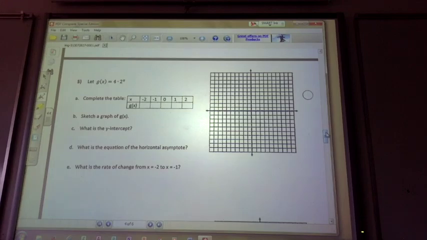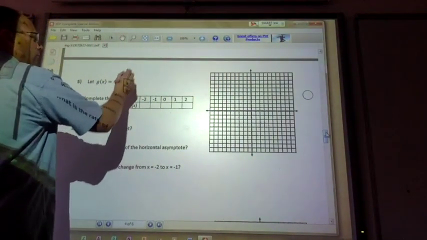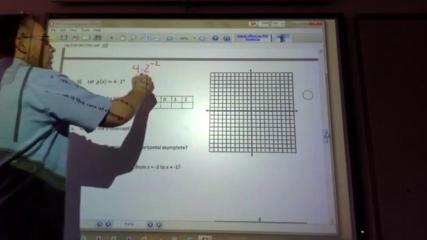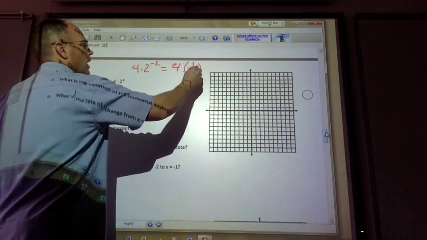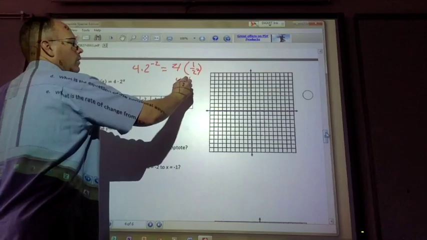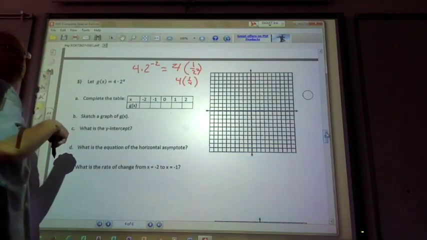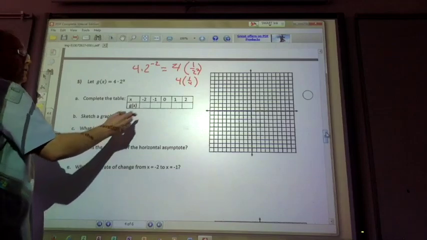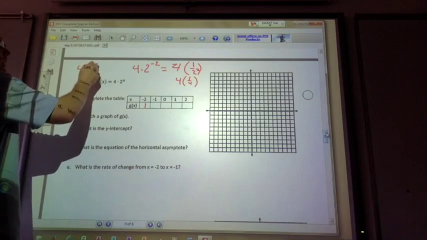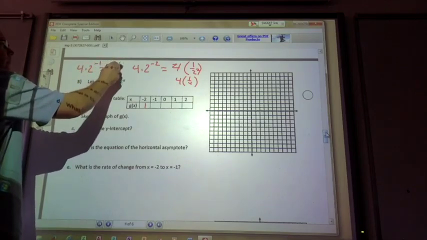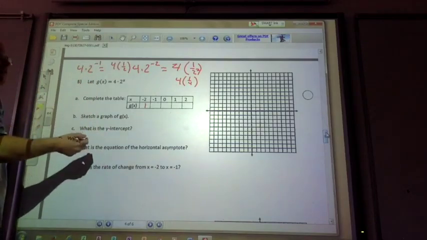All right, completing the table. This is exponential, so this does not look like a straight line. Still with me? So I'm going to take -2, plug it in, so I get 4 times 2 to the -2. This becomes the same thing as 4 times 1 over 2 squared, which is 4 over 4, or 4 times 1/4, which is 1. Then if I take -1, plug it in, I get 4 times 2 to the -1, the same thing as 4 times half. What's half of 4? 2.